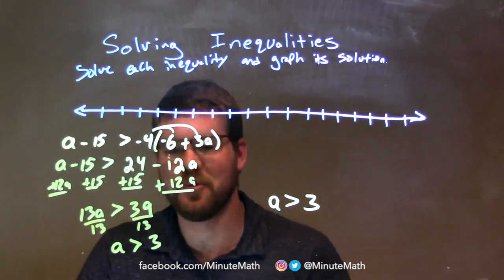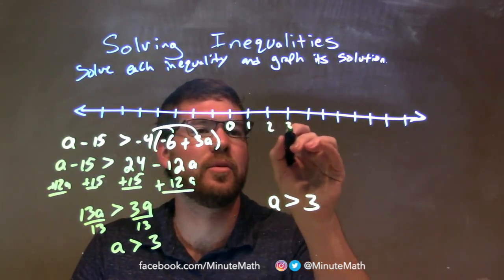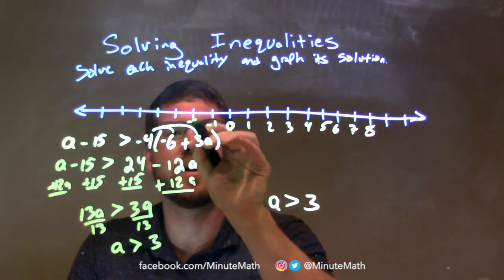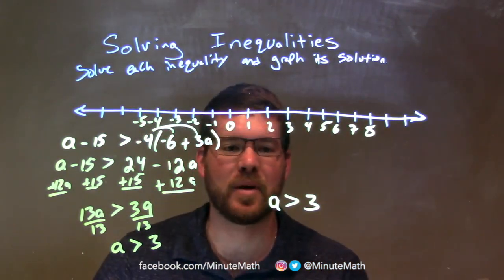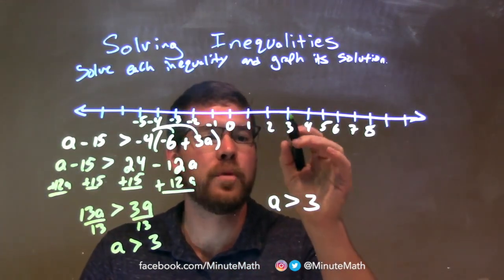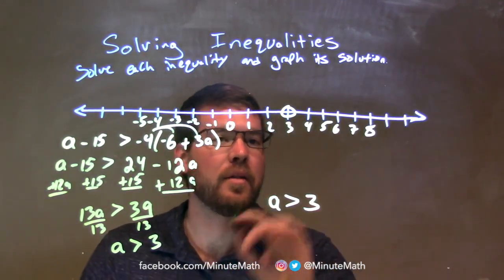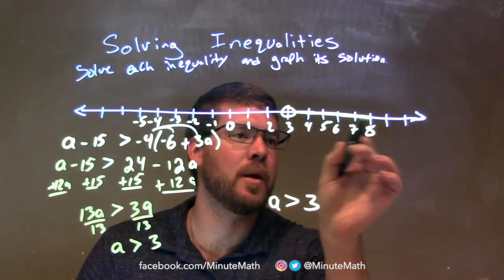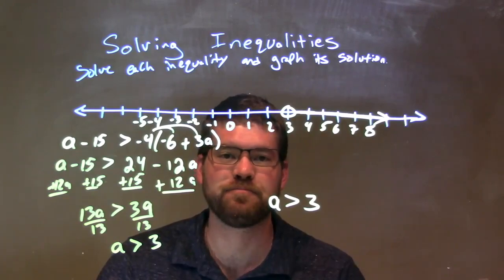Now, I don't leave us much room for the number line here, but let's just put a 0 right here. 0, 1, 2, 3, 4, 5, 6, 7, 8, and -1, -2, -3, -4, -5. That works for me. Okay? So if a is greater than 3, we have an open circle at 3 because it is not equal to, right? And since it's greater than, we shade to the right. So we shade to the right here, go up the number line, and there we are. We have it. Final answer.